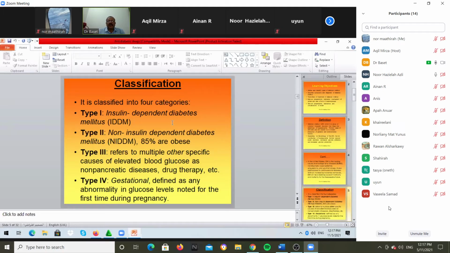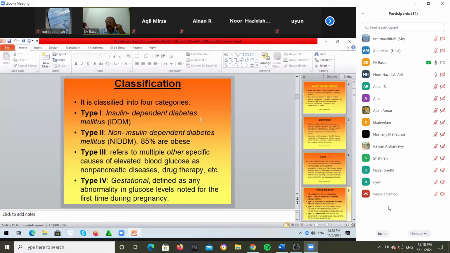For a long duration, the authors considered only type 1 and type 2 in the classification of diabetes. Recently, we can add type 3 and type 4.